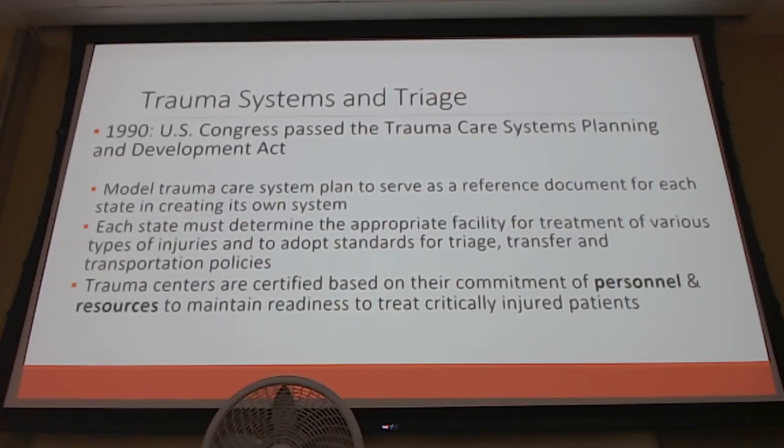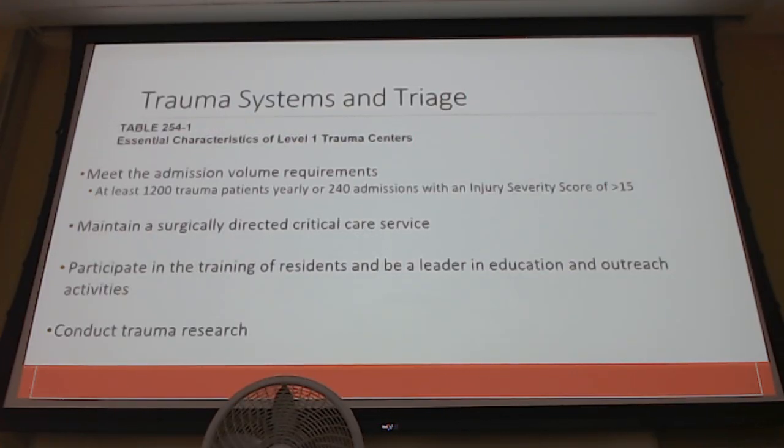And then there are some criteria. You have to see a certain number of patients every year, which I think is on this slide. Yeah. So you have to have 1,200 trauma patients a year, and 240 admissions, and then an injury severity score, which we won't talk about much, but it is a score that we can use, looking at 6 different body systems and what sort of injuries they have, and we can calculate a score for them. And then you need to have a surgical critical care service. Usually we call it trauma surgery, or at BAMC we call it surgical trauma or the STICU. And then they have to have training, residency, education, and research activities that all go along with being a level 1 trauma center.